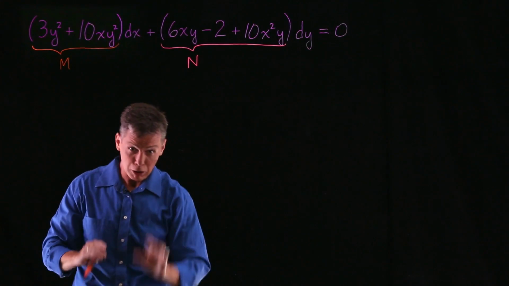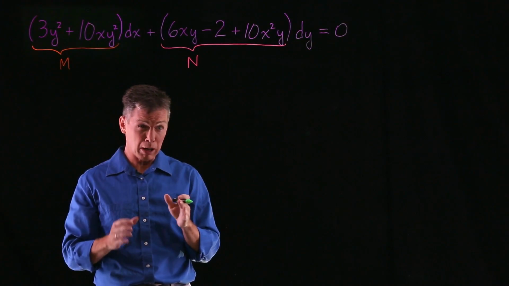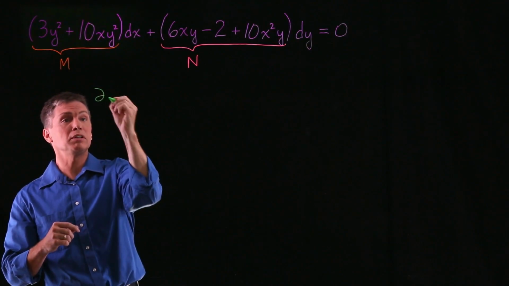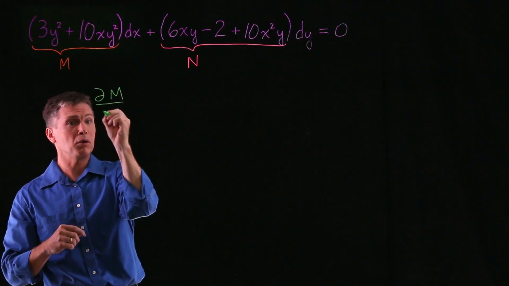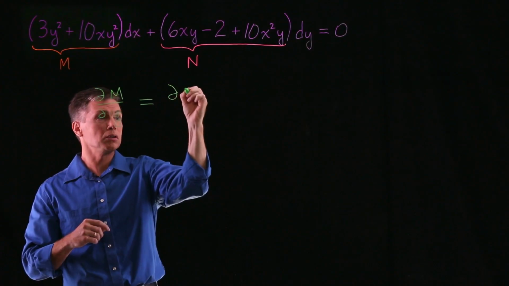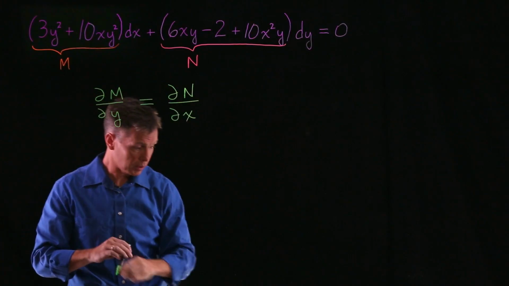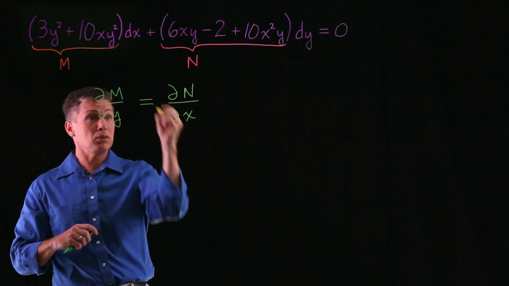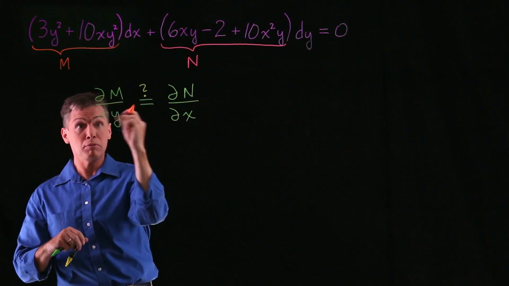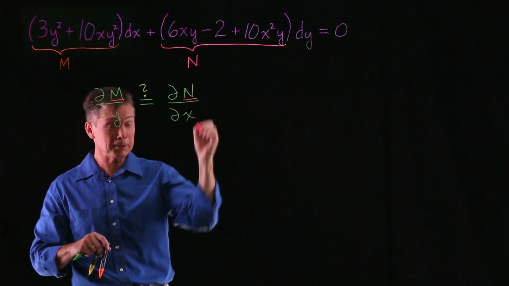Okay? All right, with our handles on those, the test that we do to see that it's exact, or in this problem to verify that it's exact, is we need to look at the partial derivative of M with respect to y, and see if that equals the partial derivative of N with respect to x. This is actually a question mark. We get our M from up there. We get our N also from up there.